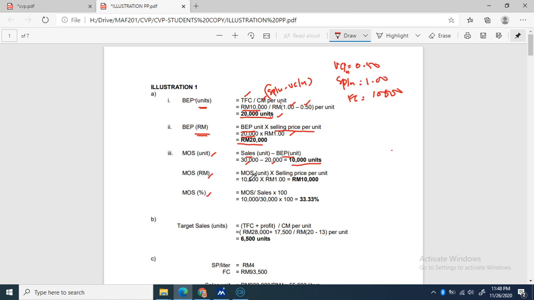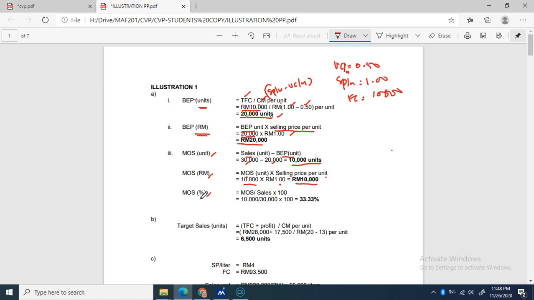How to get MOS in RM? So we have many formulas also. We can choose which one we prefer. So we use the formula MOS in unit that we get here, times selling price per unit. So 10,000 units times 1 ringgit selling price. So you get 10,000 RM.